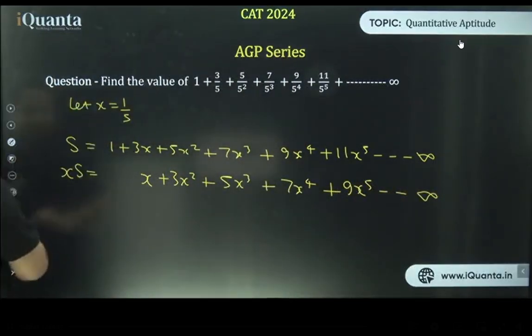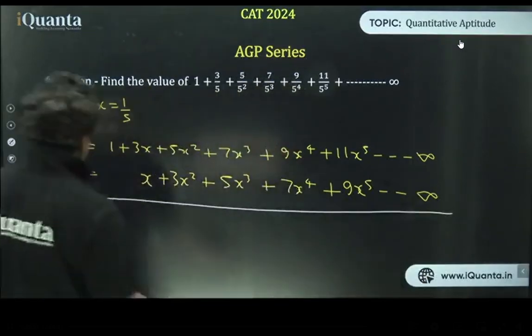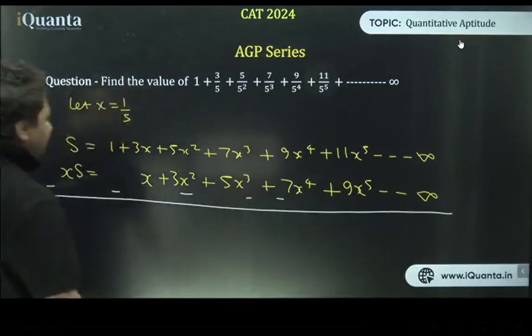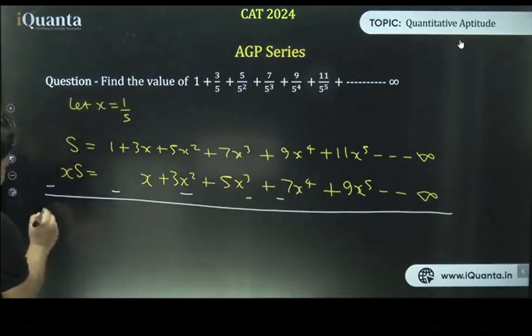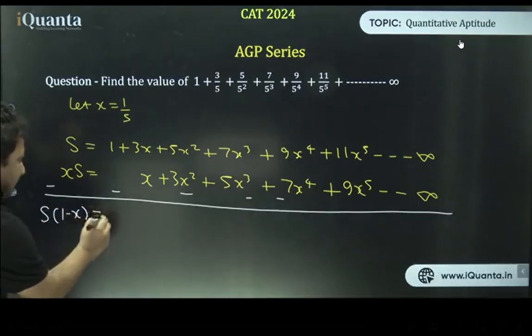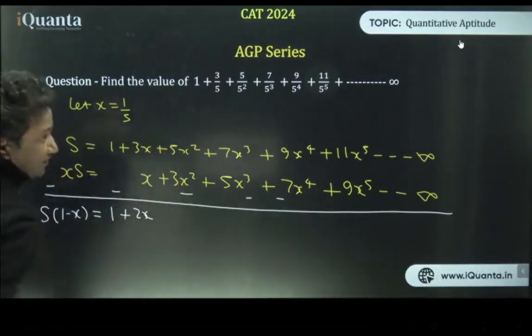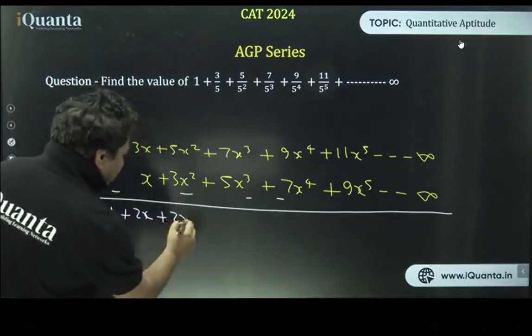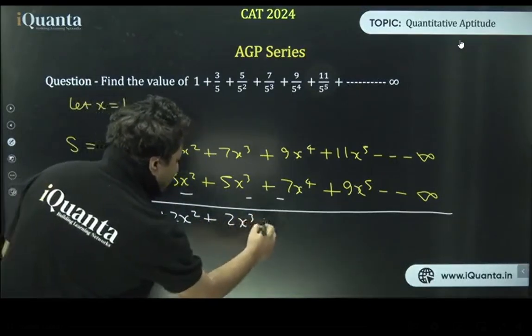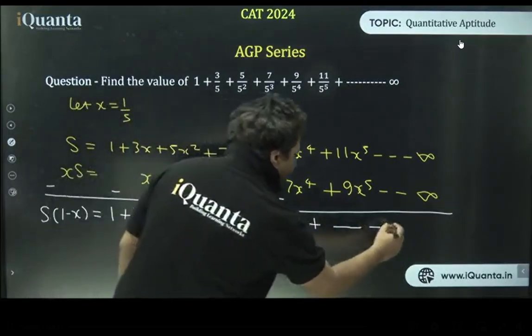Let us do that sweet little subtraction from everywhere. What's going to happen? On the left hand side, I have S times 1 minus x. On the right side, this 1 will be alone. And 3x minus x becomes 2x. 5x square minus x square becomes 2x square. And so on, 2x cube, 2x to the power 4, and so on till infinity.